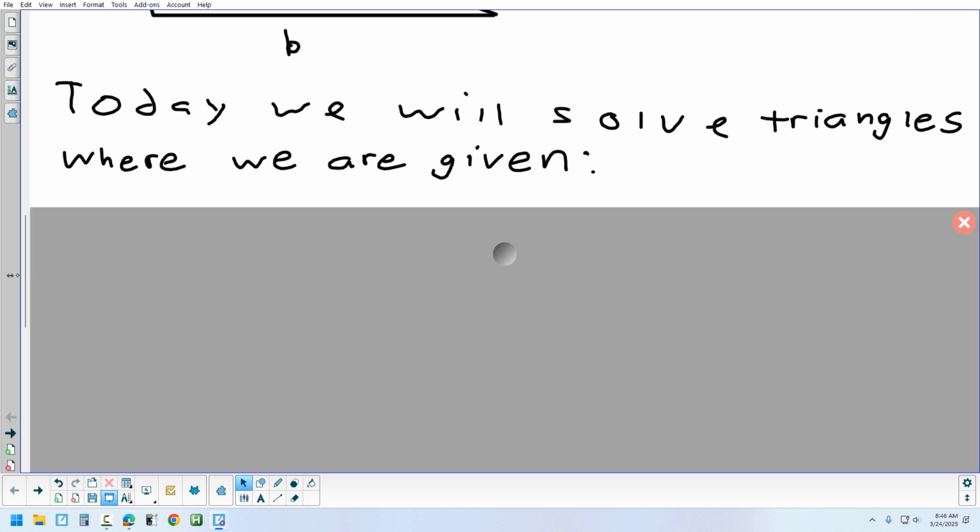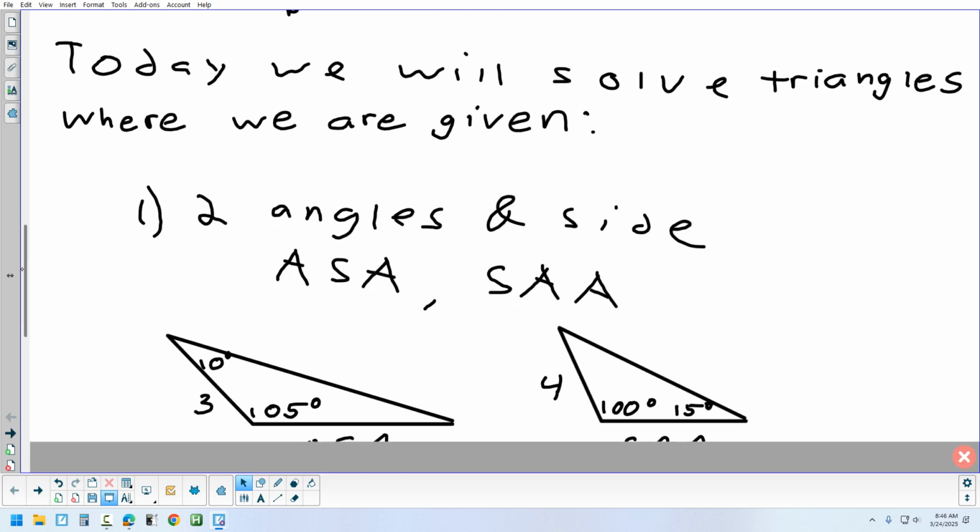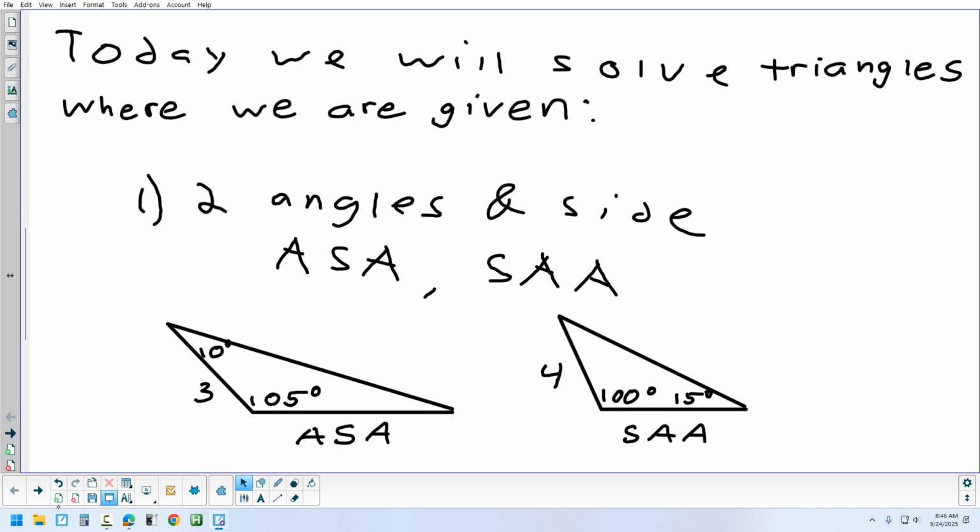So in order to describe what kind of triangle we have, we're going to use 3 letters. The 3 letters are merely to describe what pieces of information they gave us and the placement. Where is the information? The first 2 types of triangles we can solve with this law are angle, side, angle, and side, angle, angle. You might say, what's the difference? In both cases, you have 2 angles and a 3rd side.